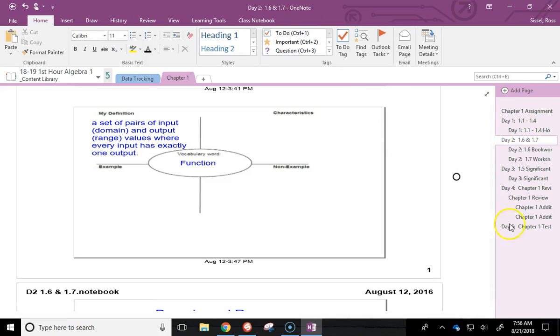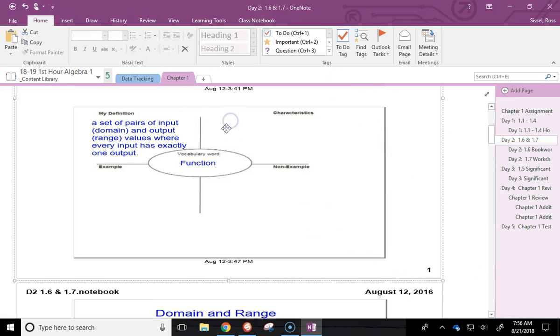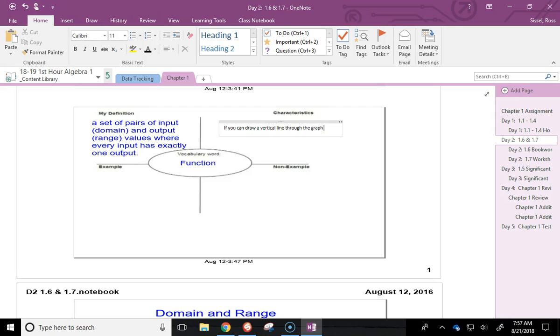Okay, I'm going to go ahead to the box for characteristics. For characteristics of a function, this is a good way that we can quickly do a visual and see if it is a function. So it says, and you guys can shorten this up any way you want, if you can draw a vertical line through the graph that touches the graph more than once, it is not a function.